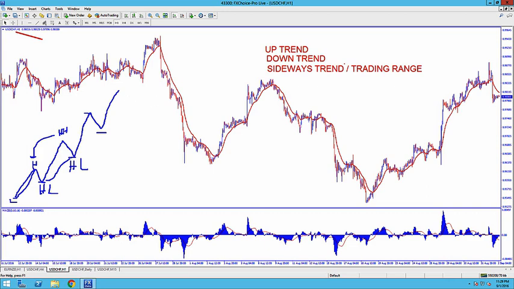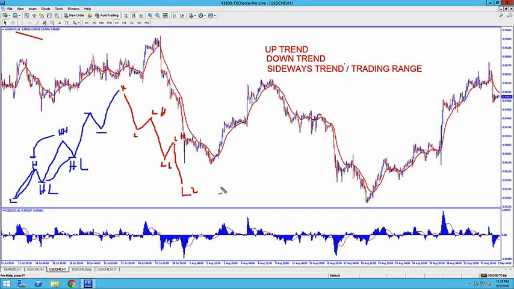A trend down, and we'll change the colors of our little marker here, is lower highs. So you have a high, you have a low, you have a lower high. And then it continues down to a lower low, lower high, and lower low. This is considered a downtrend.